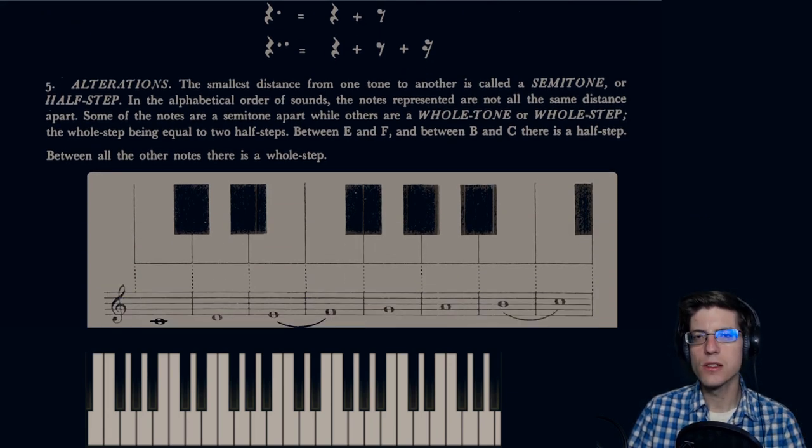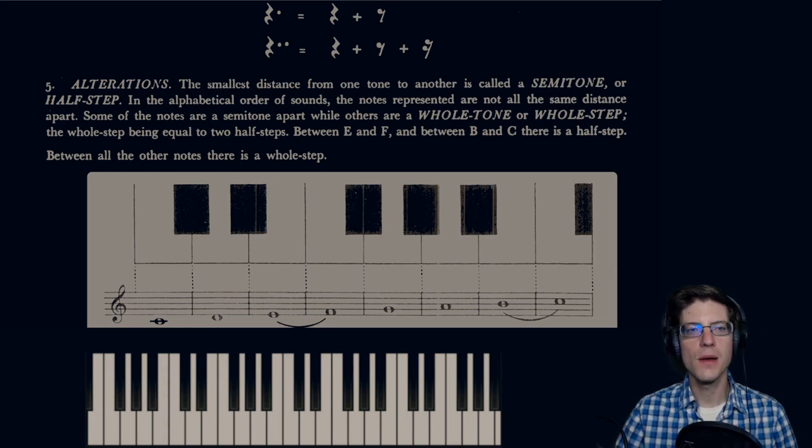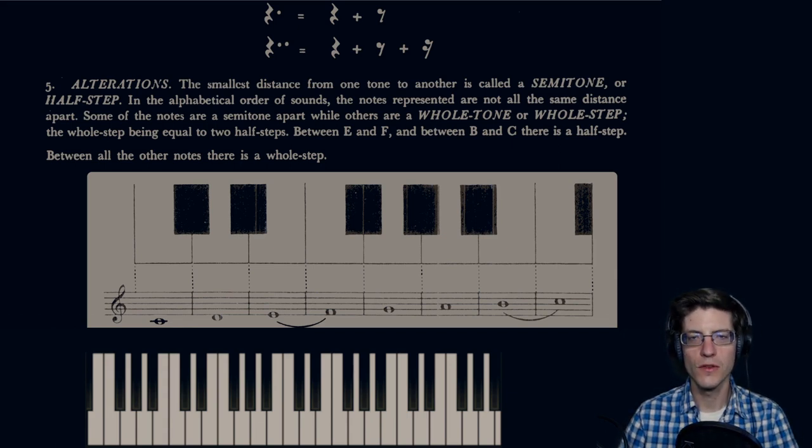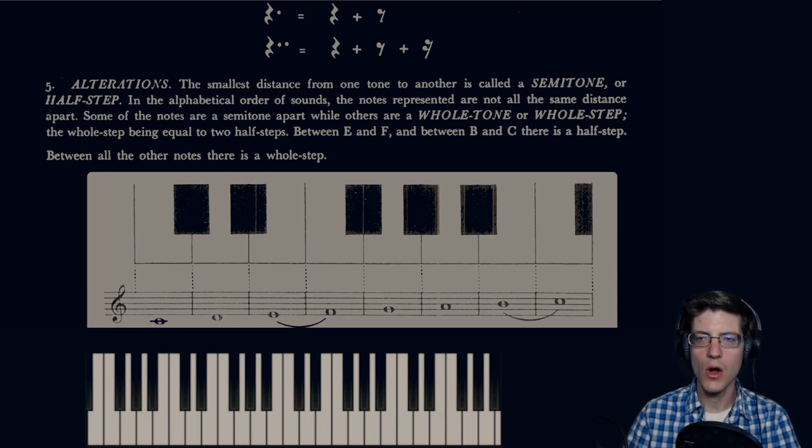The smallest distance from one tone to another is called a semitone, or half step. In the alphabetical order of sounds, the notes represented are not all the same distance apart. Some of the notes are a semitone apart, while others are a whole tone, or a whole step, the whole step being equal to two half steps. Between E and F, and between B and C, there is a half step.